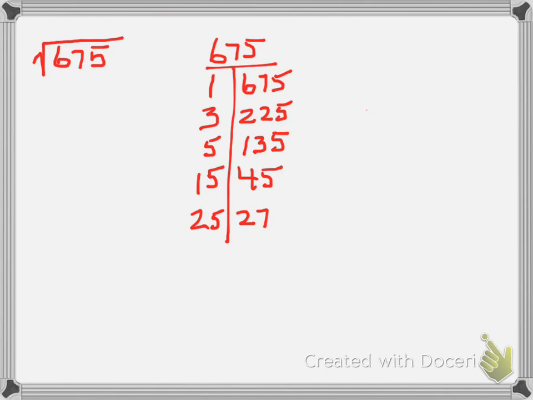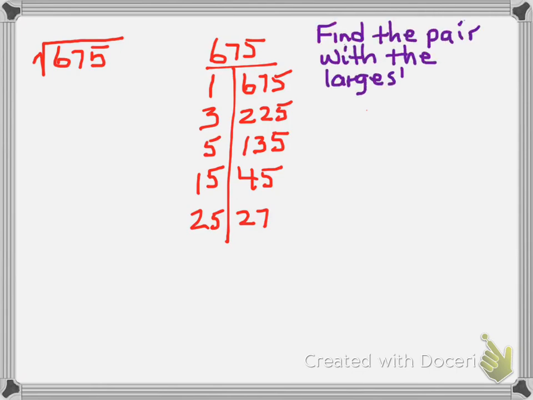And now we're interested in the pair of factors that has the largest perfect square. Well, 1 is a perfect square, 25 is a perfect square, but the largest is 225. So we're going to break down 675 to 3 times 225, because we're finding the pair with the largest perfect square.